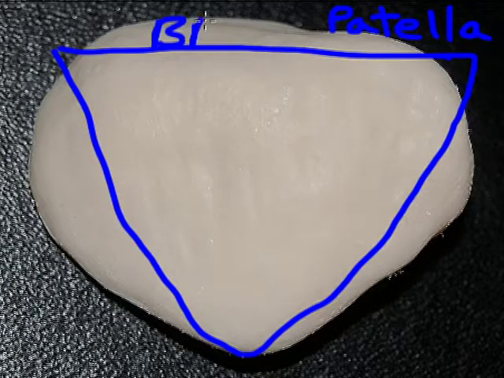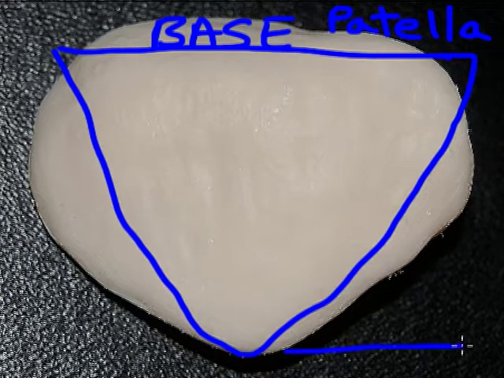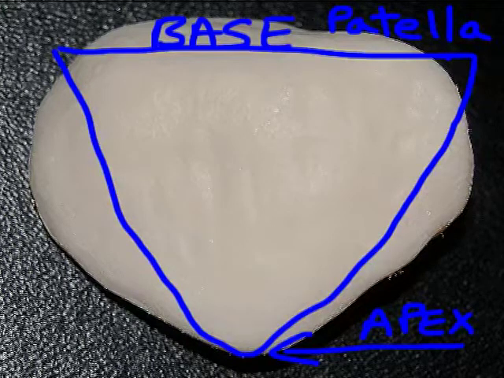Notice the top superior portion of the patella is very flat. We call that flat region the base. Base is at the top, not at the bottom. At the bottom we have a pointed inferior apex. We use the same type of terminology to describe the shape and orientation of the heart, flat superior base, and the heart's inferior pointed apex.